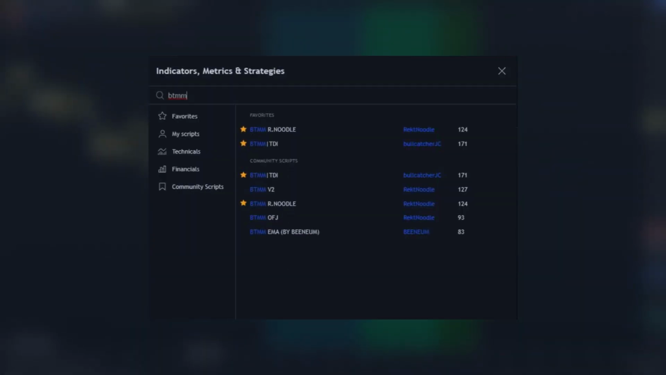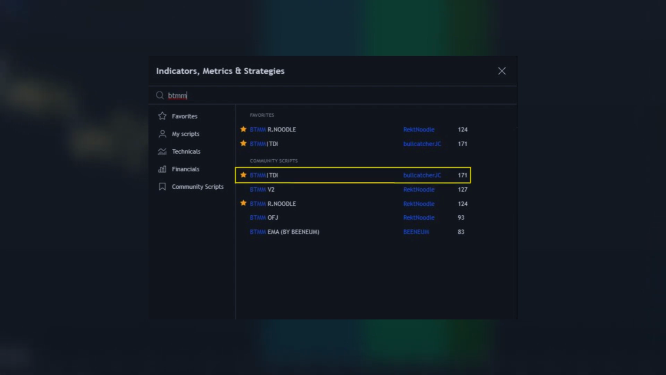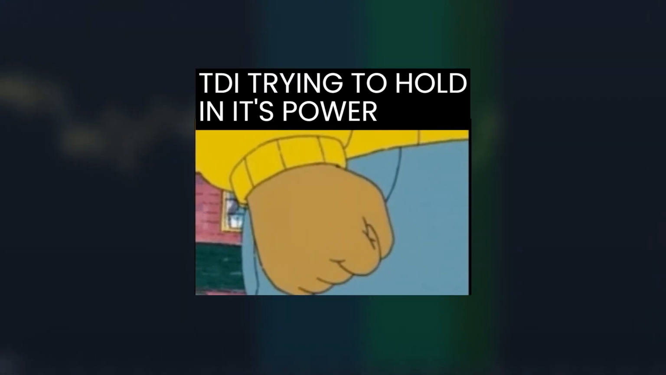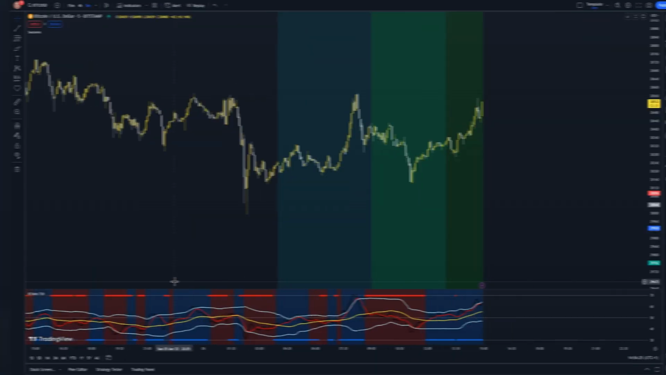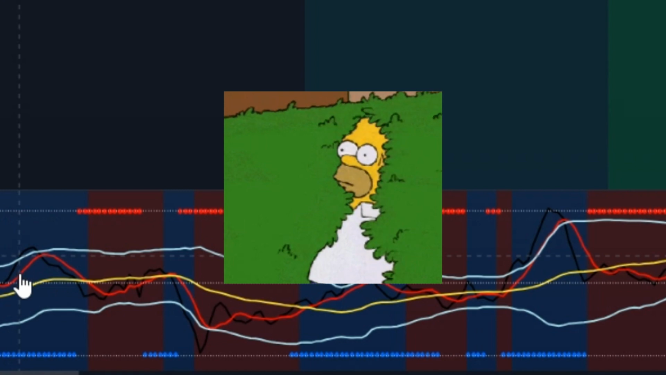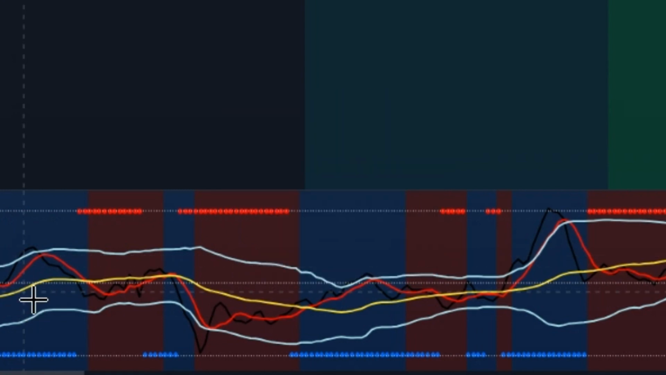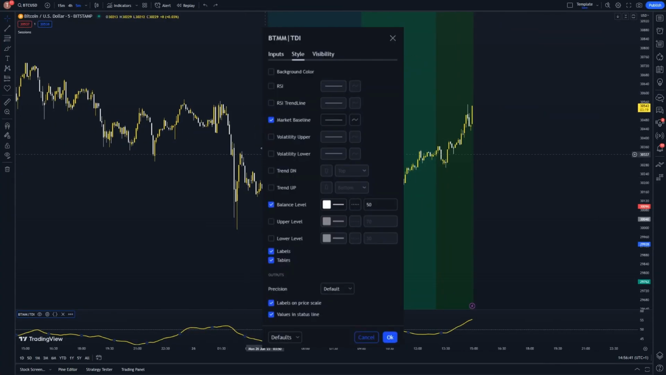Go to the Indicators tab again and type in BTMM. You want to add this one here by Bull Catcher. This is a powerful indicator and we are going to use it to predict trend direction for potential trades. The TDI indicator does appear messy at first, but once it's tuned for our purpose, every guy on Wall Street is going to be sending you a friend request. These are the powerful settings we are going to be using for this strategy. Pause the video and make sure yours match perfectly.